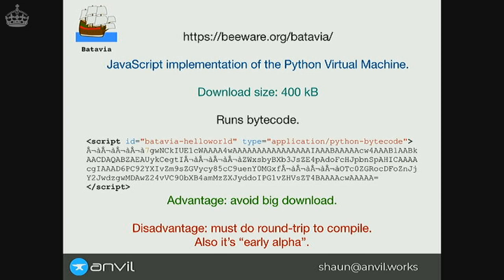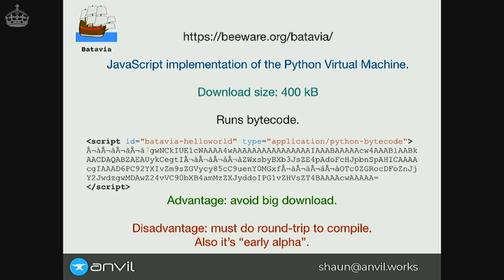The disadvantage is it runs Python bytecode, so you have to put bytecode in your HTML. Here we have a script tag whose type is application/Python bytecode. Although that doesn't look like bytecode, that's actually base 64 encoded bytecode. So not very human readable. So you can compile your Python ahead of time and put it in your web browser.